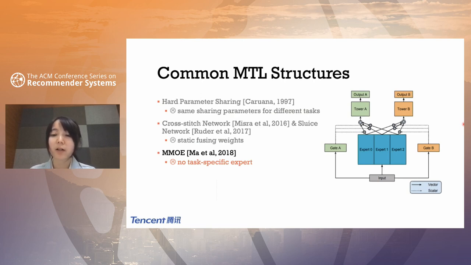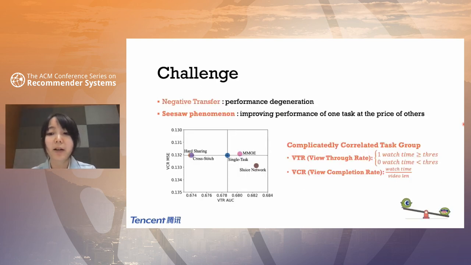The gate structure calculates fusion weights based on the input, so MMOE achieves adaptive fusion for different samples. However, MMOE treats experts equally among all tasks without task-specific experts, so it could not capture complex correlations and may bring harmful noise to some tasks. In real-world applications, task correlations are often complicated, leading to performance degeneration known as negative transfer.